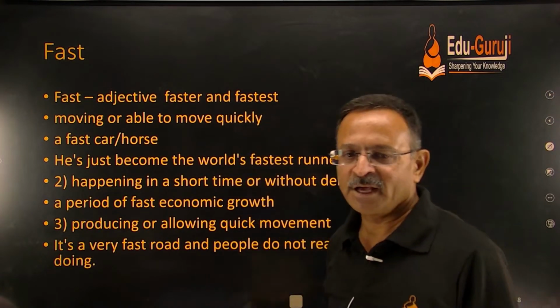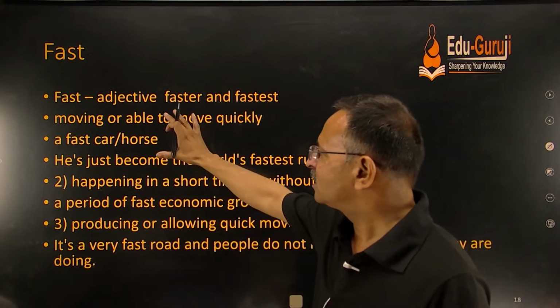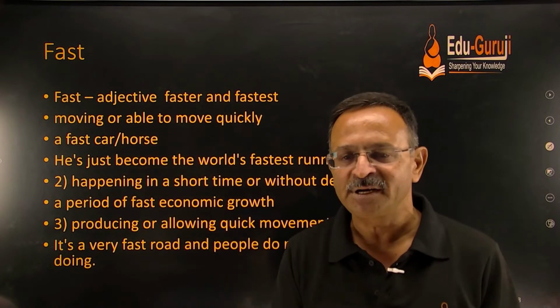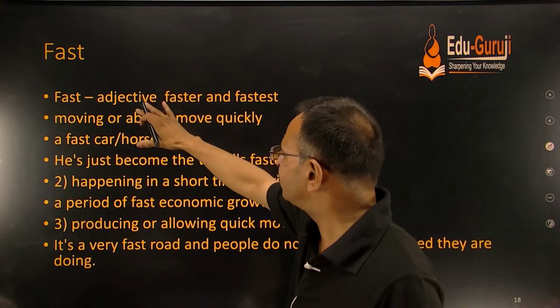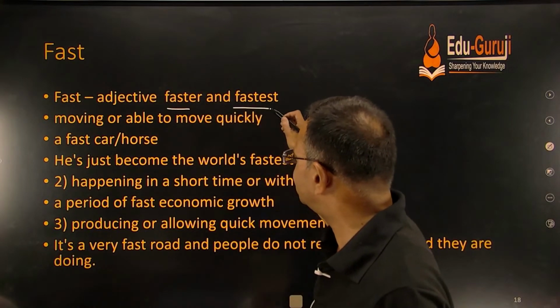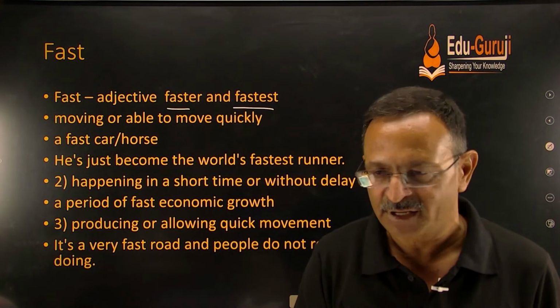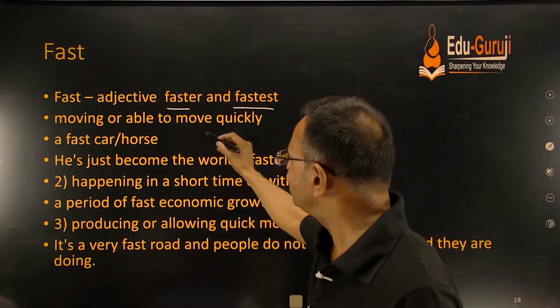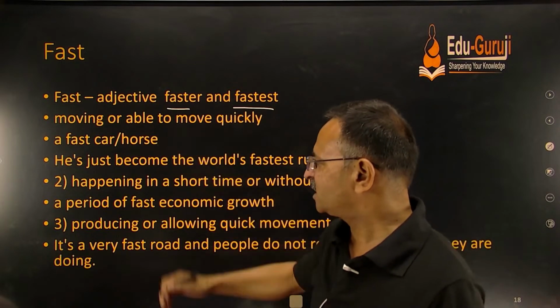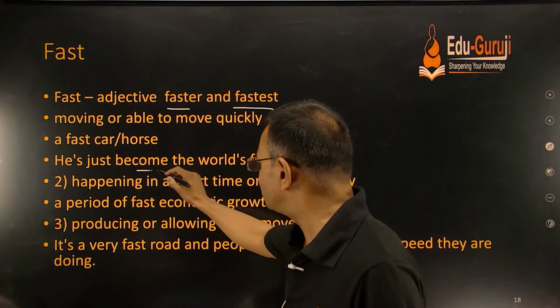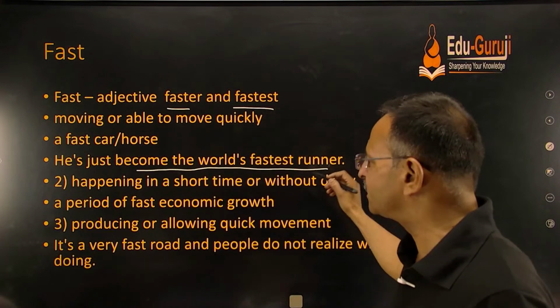As an adjective, as we talked about, it has to have 3 degrees. First is, of course, fast, then second is faster, and third is fastest. That is superlative degree. It means what? Moving or able to move quickly. A fast car. He has just become the world's fastest runner.